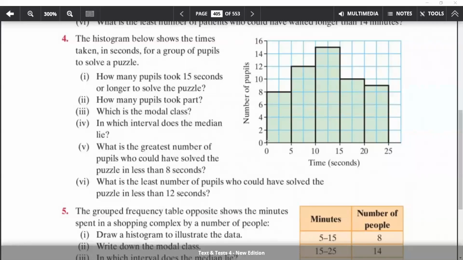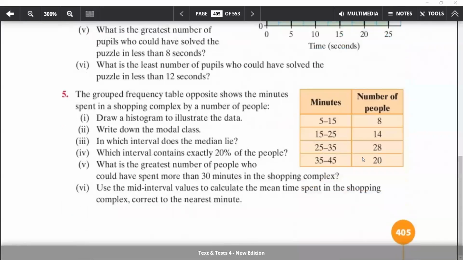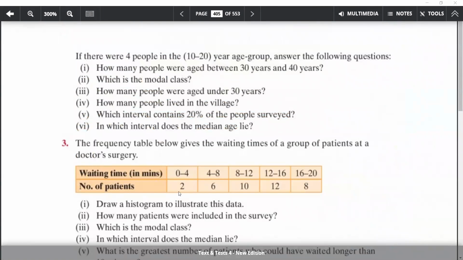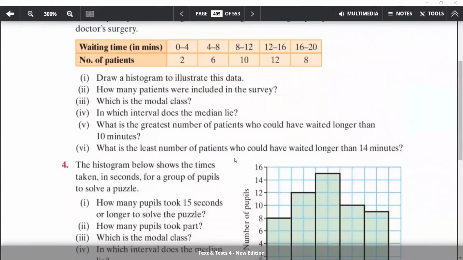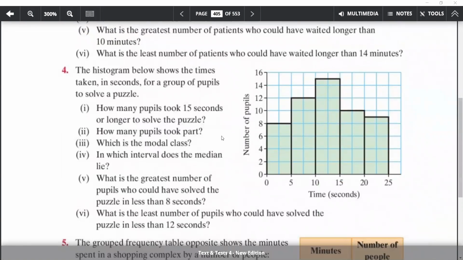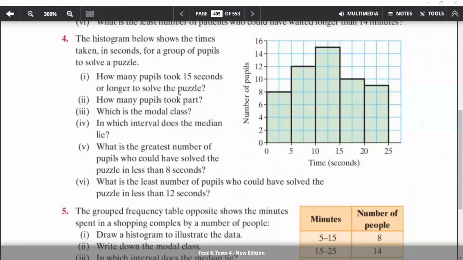So you're always looking at between 0 and 5 seconds here. In that interval, there were 8 students. So the corresponding chart to go with this is a grouped frequency table like you see here. They'll give you these grouped frequency tables with classes or intervals rather than with specific discrete sets of data.